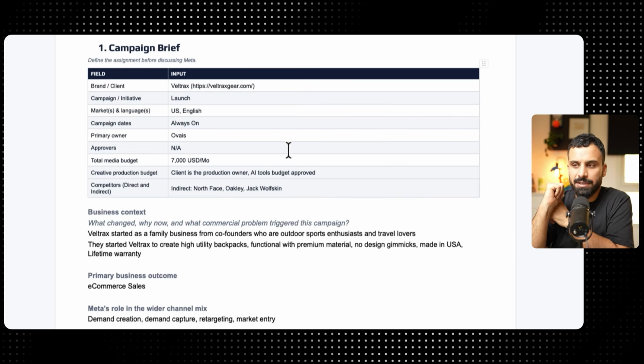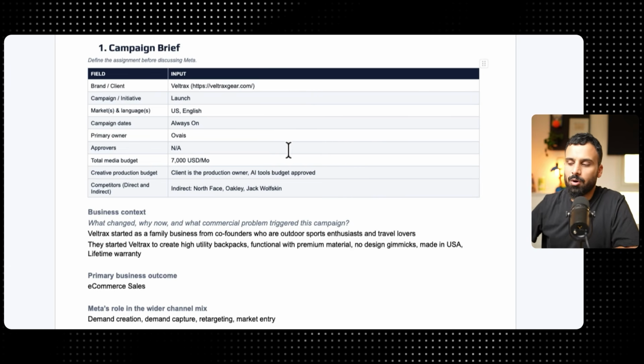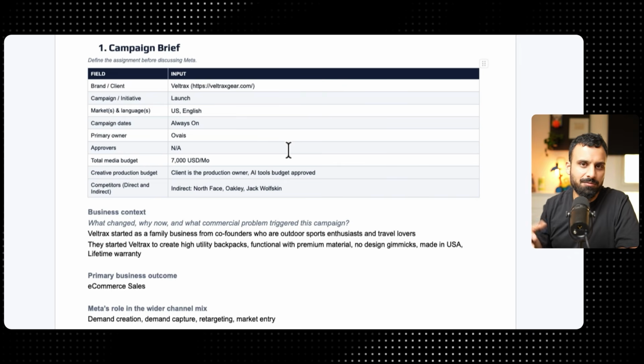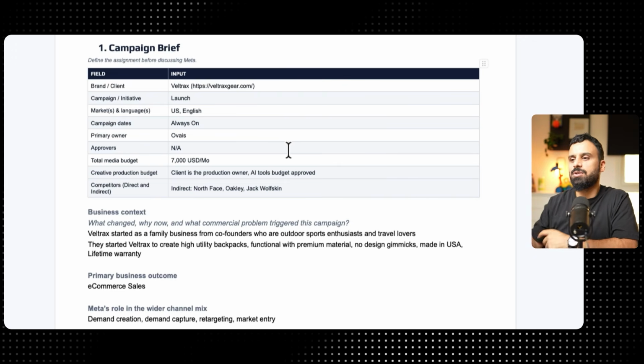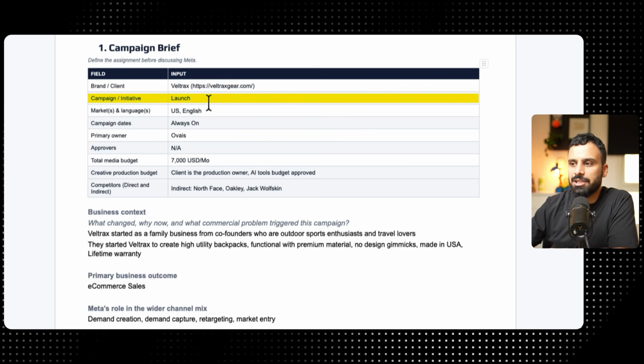Now we go on a discovery call and we ask them some important questions. We either make notes or we send them a template and ask them to fill it. Any which way, this is the most important information we get. The first thing is, what's the brand? We know this. Campaign initiative: launch.